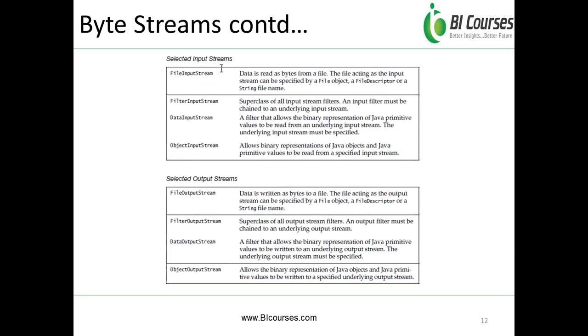FileInputStream, this is where data is read as bytes from a file. The file acting as input stream can be specified by a File object, a file descriptor, or a string file name. FilterInputStream is the superclass of all input stream filters, and an input filter must be chained to an underlying input stream. DataInputStream is a filter that allows the binary representation of Java primitive values to be read from an underlying input stream. ObjectInputStream allows the binary representation of Java objects and primitive values to be read from a specified input stream. In the same way, we have output streams, so data will be written as bytes into the file using the FileOutputStream.